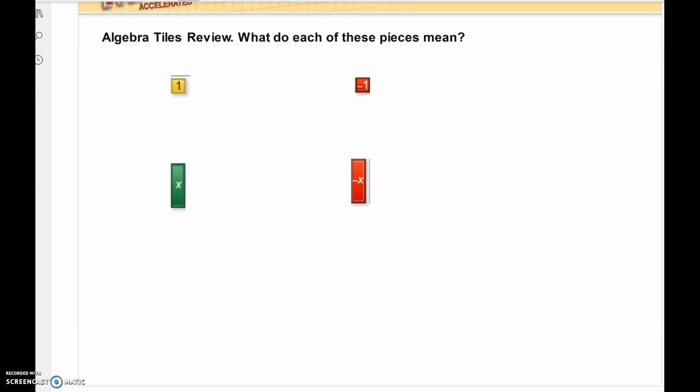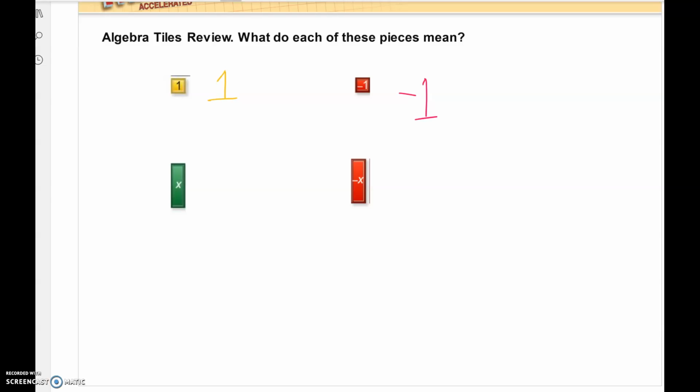So they kind of tell you also looking at the piece, but the little yellow guy means just a value of 1. If we have 2 little yellow guys, means 2. When they're red on the negative side, it just means they're negative. So this one's a value of -1.